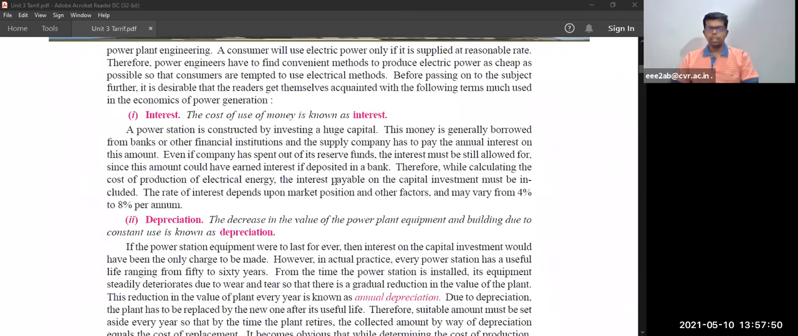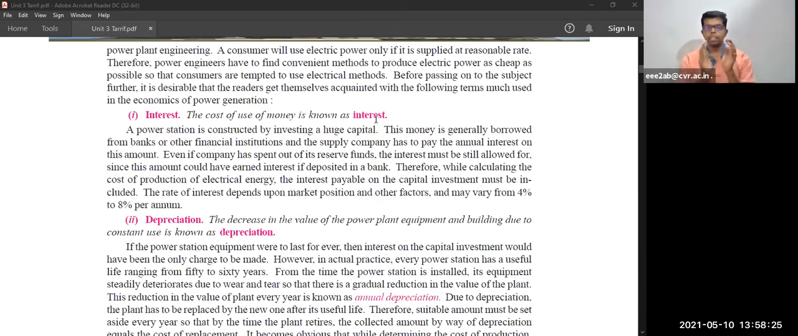Whereas if you are buying things like housing loans or gold loans, that is monthly interest. They may go for 8% interest or 7% interest, like that. It depends on the bank from which you are borrowing. And even so, if the company spends, some reserve funds will also be there.